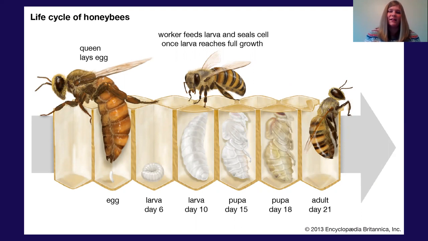So then once the larva is fed, the cell is capped, and then that larva turns into a pupa. Now the pupa doesn't eat at all, it just finishes the transformation into an adult honeybee. So this whole process takes about 21 days. So then the adult bee will emerge from the cell and then it will begin its job, whether it's a worker, a drone, or maybe a new queen.